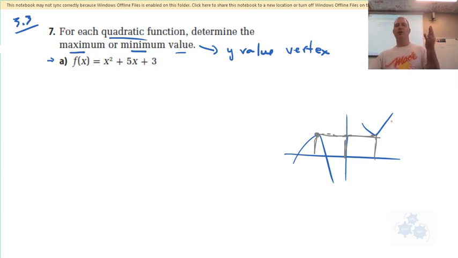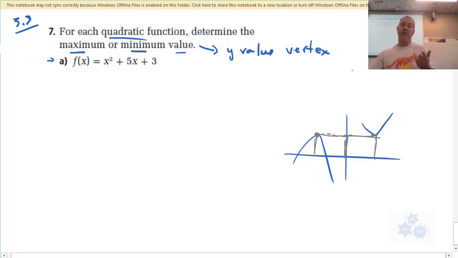So there are 3 different ways you could do it. One is just to graph it and then determine the vertex. That's easy. Anybody can do that. We're not going to focus on that because you're going to need to be able to do this algebraically. So there are 2 different ways you could do this algebraically.